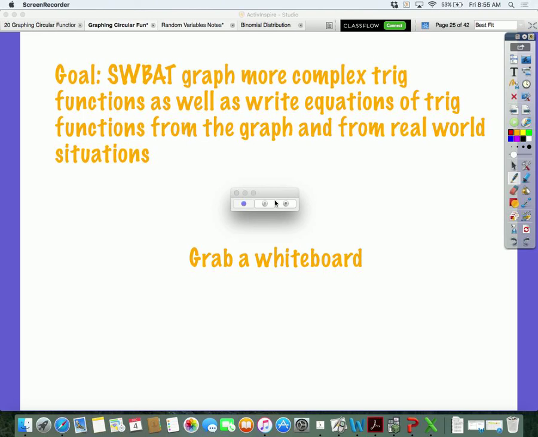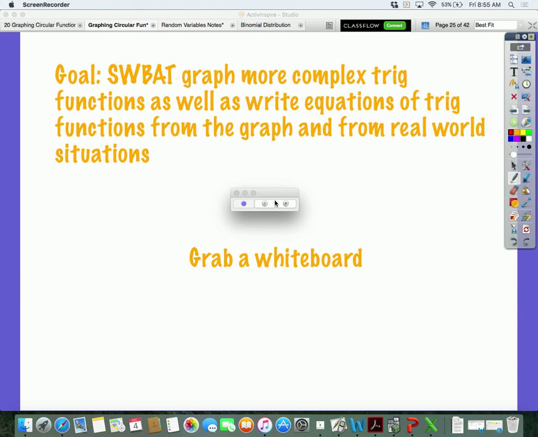So we're continuing with graphing rational functions. Not rational functions, circular functions. You will need a whiteboard. We're going to be doing a lot of check for understanding type stuff. But our goal today, and I always make sure you get down the goal, is that you'll be able to graph more complex trig functions.